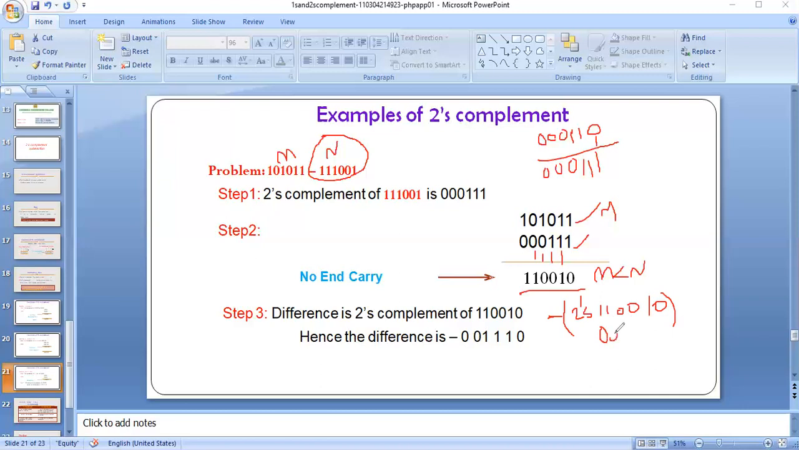So 0, 0, double 1, 0, 1. Okay, so after that you have to add 1 to the LSB. So after adding, 1 means 1 is the carry, 0 is the sum. 0 0 triple 1 0 0 0 triple 1 0. So here we are putting the negative sign. So this will be the result.